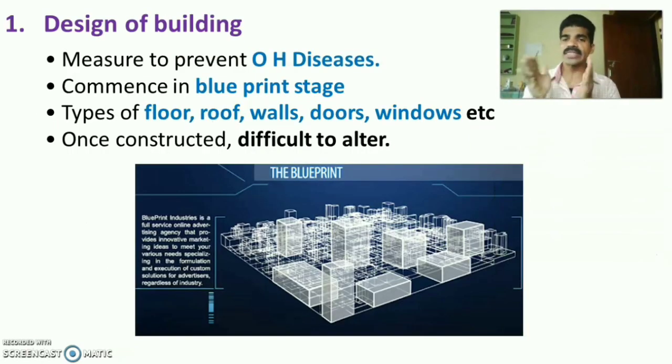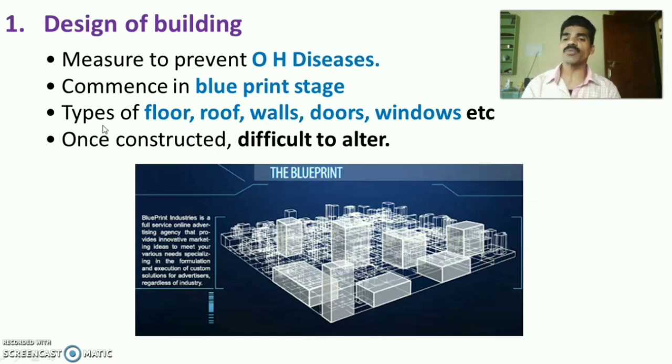The first measure is designing of the building, factory, industry before it is constructed. Designing of building is a measure to prevent the occupational health diseases. So before we construct a factory or industry, we would plan and make certain measures to prevent the occupational disease based on the particular industry or factory. And that means it should commence in the blueprint stage of the factory or industry. So it should commence in the blueprint stage.